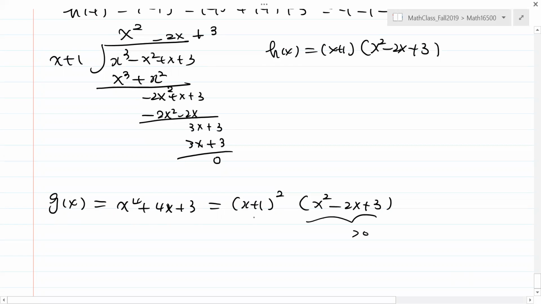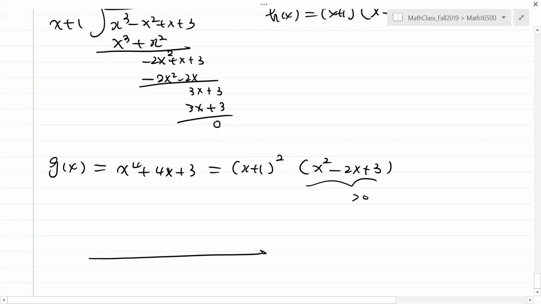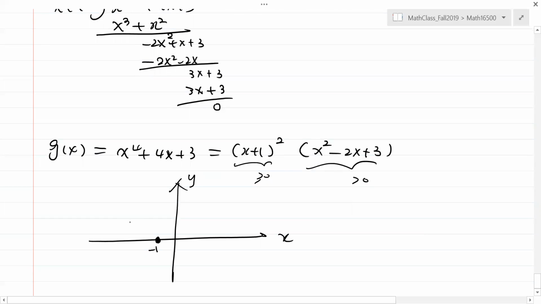So this is a function which has negative one as its root, with multiplicity of 2. Later on, we're going to learn how to draw the graphs of this type of function. Okay, and if you draw this graph, look at this graph. x equals negative 1 is the only root, but this never goes negative, right? It's always greater than or equal to zero. So the whole function is never negative. So it goes like that.